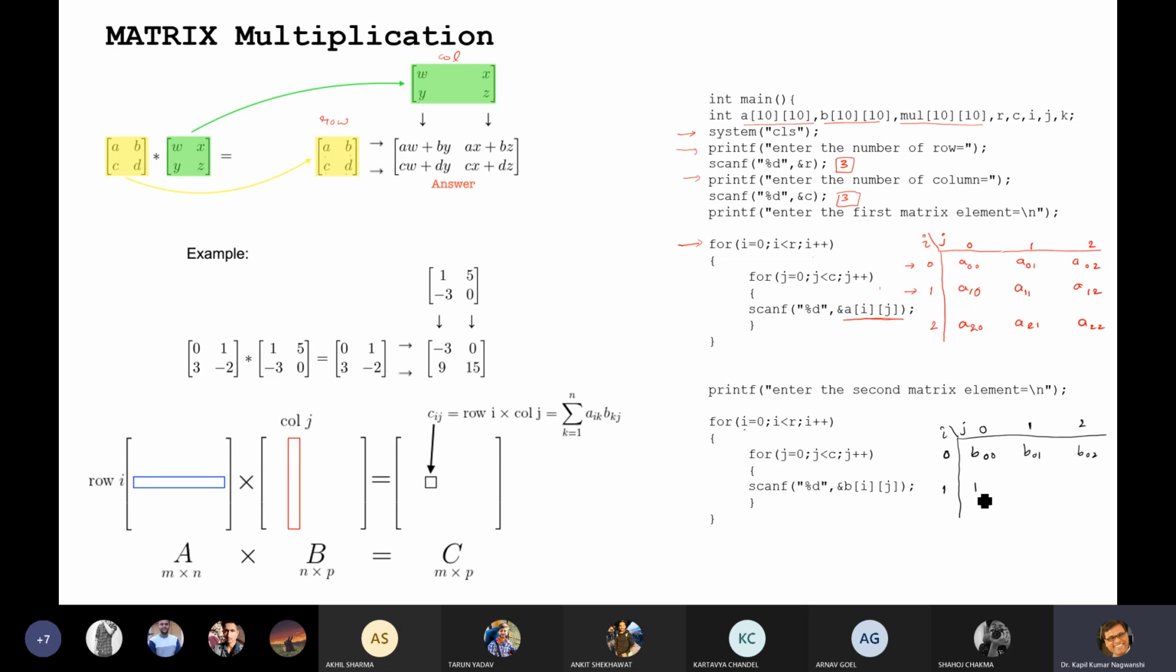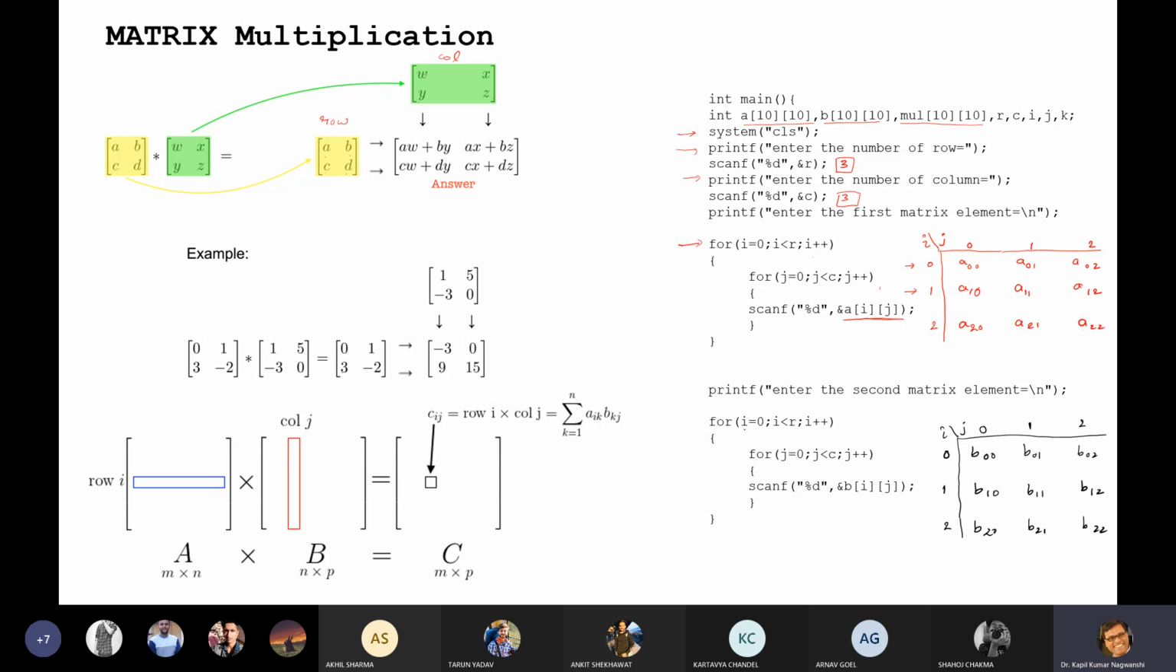So now b ij is 1, 0. Then j is incremented by 1, so now it will be b1, 1. And j is incremented by 2, then this will be b1, 2. And finally, it will exit from this loop and go to this loop. So the new value of i is 2, and now it is b20, b21, and b22. So this is all about the matrix.